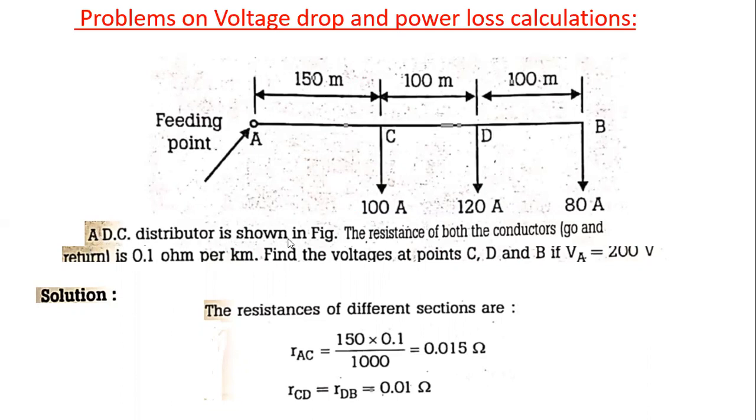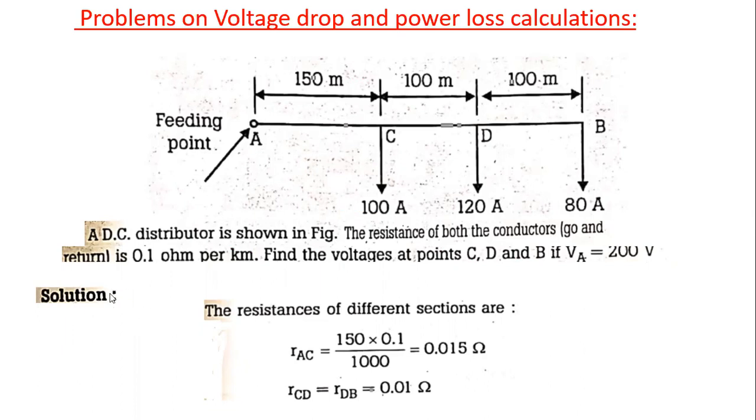A DC distribution system is shown in the figure. The resistance of both conductor and return is 0.1 ohm per kilometer. Find the voltage at point C, at point D, and at point B, if VA is equal to 200 volts.